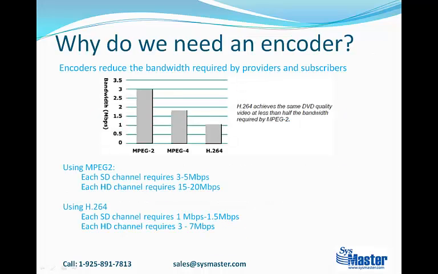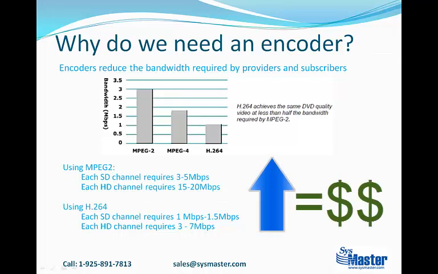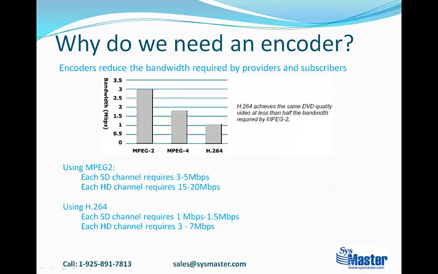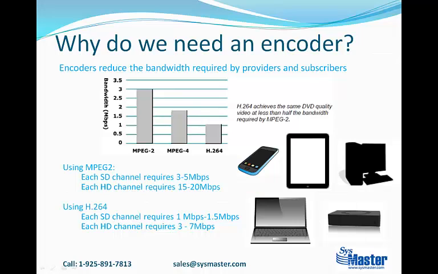So why do we need an encoder? One of the most important parameters in Internet TV distribution is bandwidth. Bandwidth considerations are important both for the Internet TV providers as well as Internet TV subscribers. ISPs charge bandwidth to the subscribers based on the download-upload speed of the connection, and the higher the speeds, the costlier the connection.